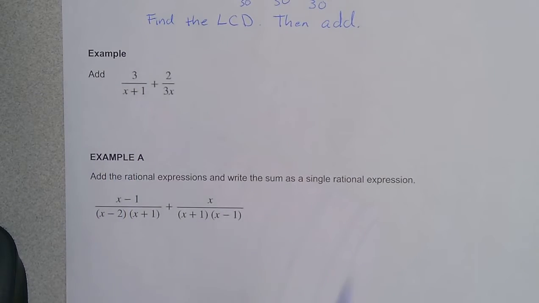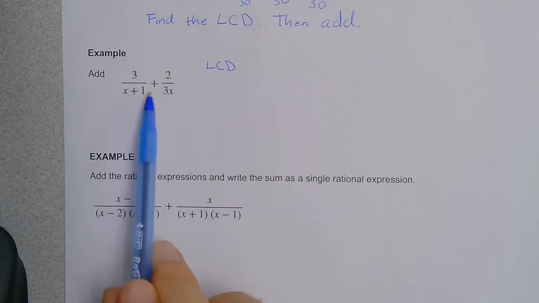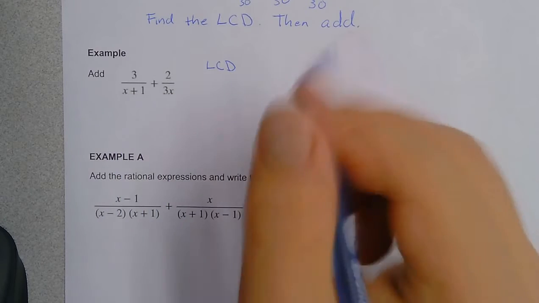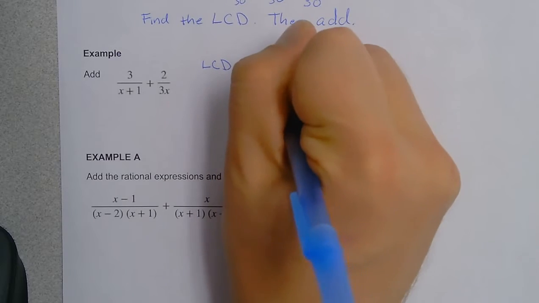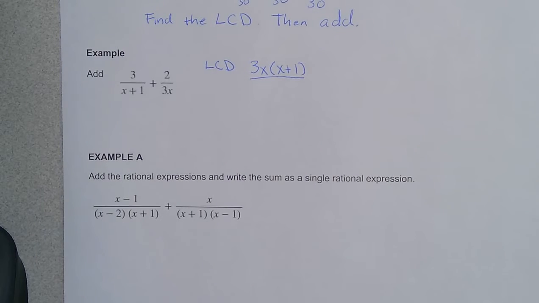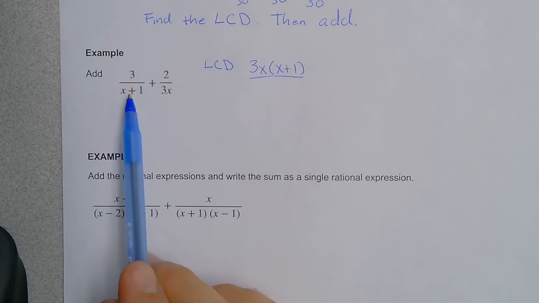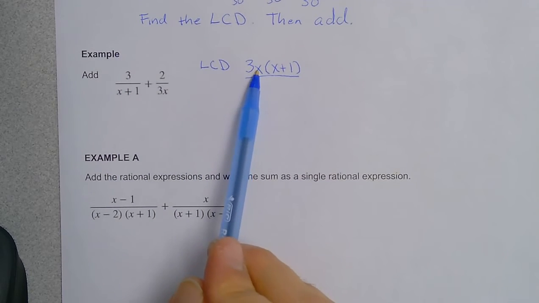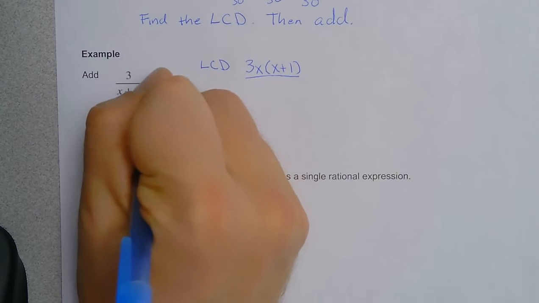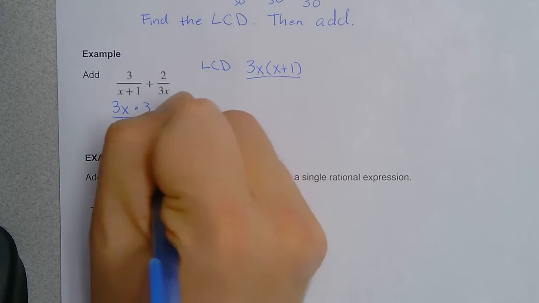So in going back to adding these, let's find the least common denominator. Now, this has a denominator of x plus 1, and this has a denominator of 3x. So I can actually just multiply both to get my least common denominator. So we have 3x times (x plus 1) as my LCD. So in the numerator and denominator of 3 over x plus 1, I'm just going to multiply both by 3x. So I'm going to go 3x times 3 over 3x, and I'm going to put parentheses around x plus 1.